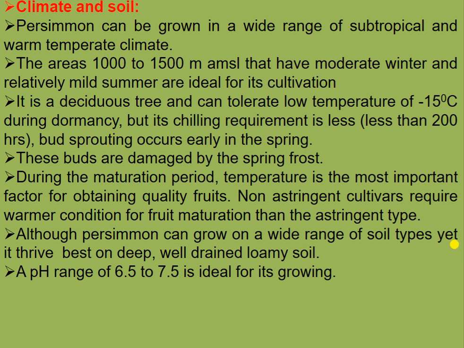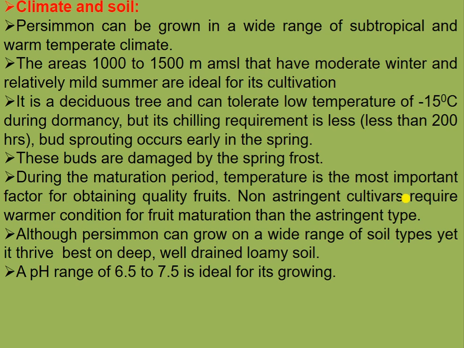Climate and soil. Persimmon can be grown in a wide range of subtropical and warm temperate climates. Areas of 1000 to 1500 meters above mean sea level that have a moderate winter and relatively mild summer are ideal for its cultivation. It is a deciduous tree and can tolerate a low temperature of minus 15 degrees Celsius during dormancy, but its chilling requirement is less. Bud sprouting occurs early in the spring. These buds are damaged by the spring frost.